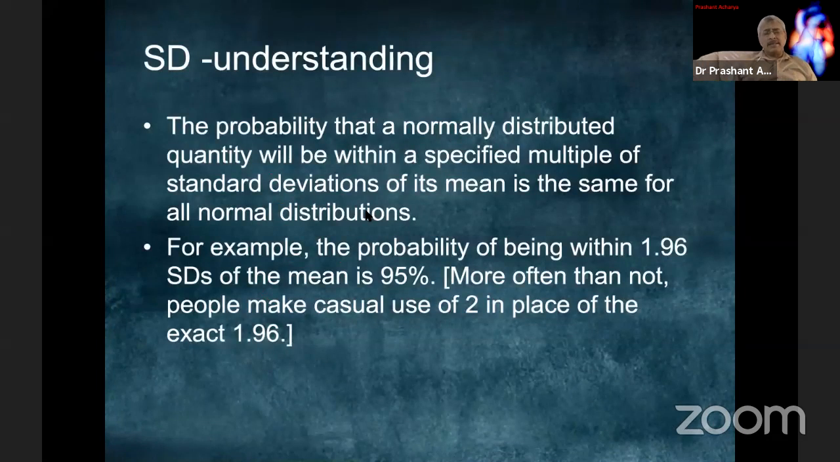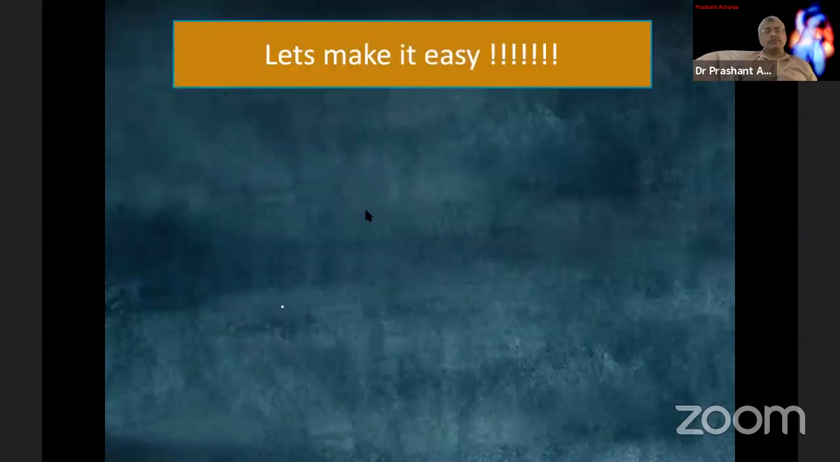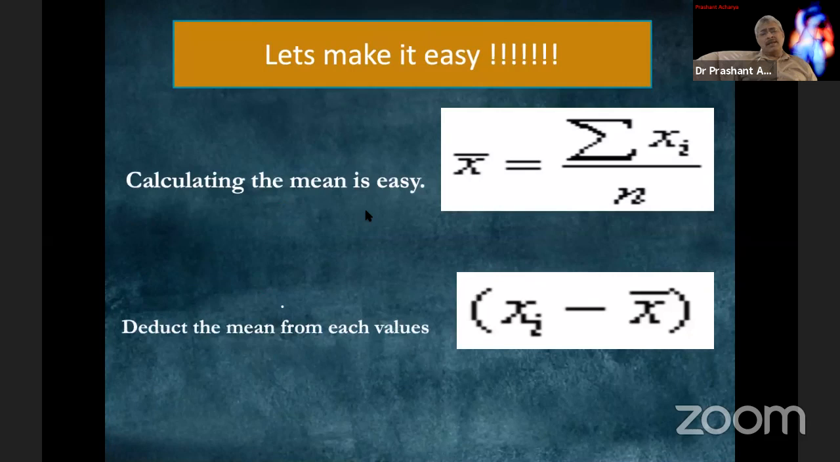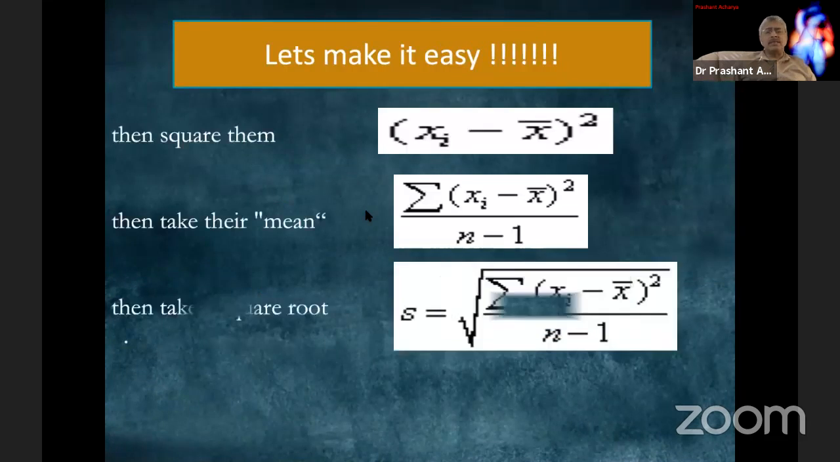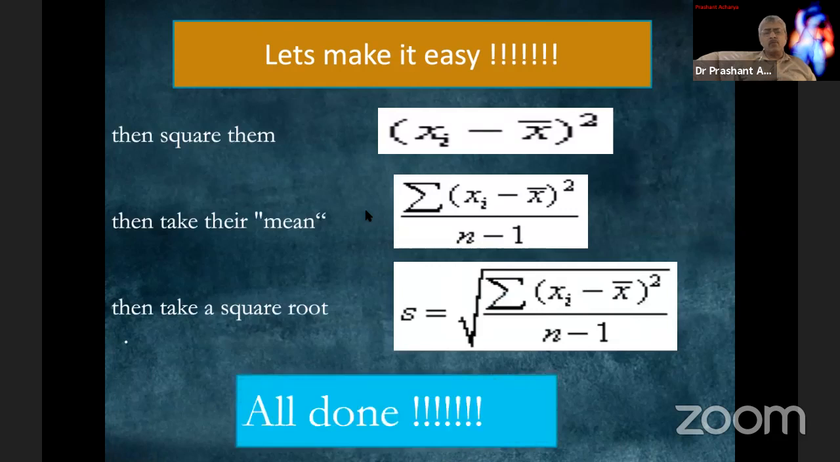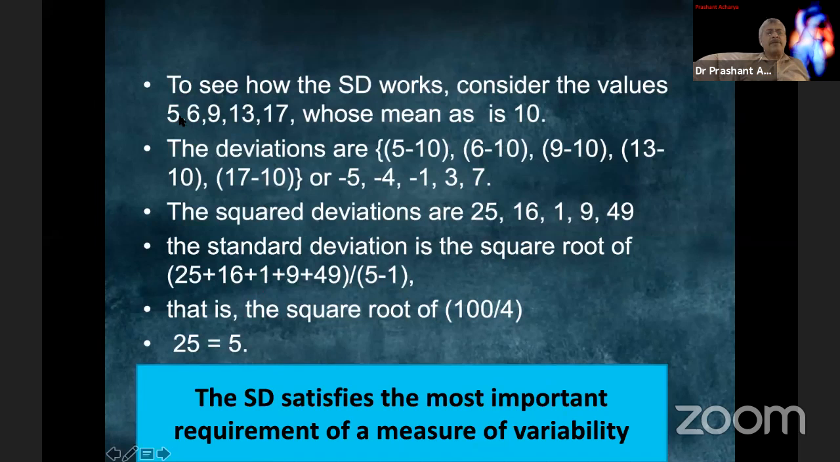Now let us take one example of how it is going to be calculated. Those are the values and the equations. Let us skip those equations rather than making it more complicated. Let us take one group: 5, 6, 9, 13, and 17. If I consider the mean, the total divided by 5, the total is 50, and 50 divided by 5, so the mean is 10.